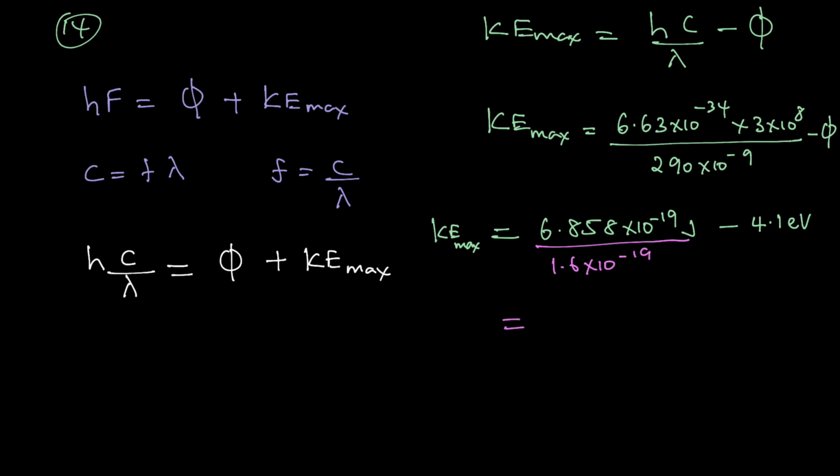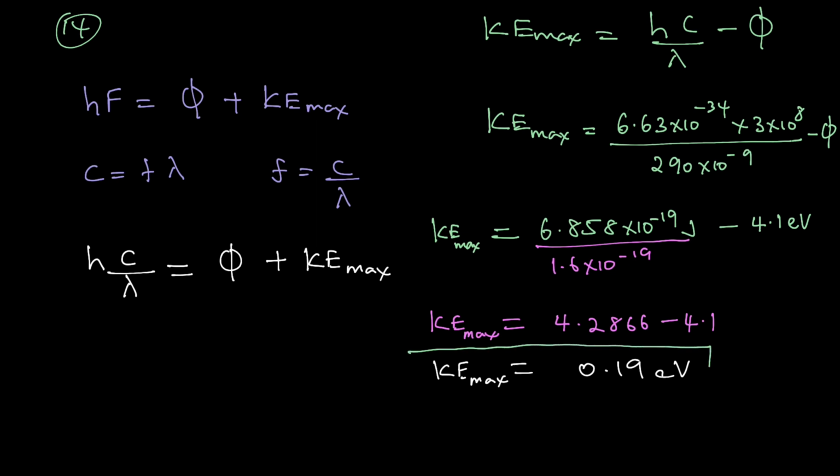So that gives me 4.2866 minus 4.1 electron volts. And when I take away, I should get 0.19 electron volts for the kinetic energy max. And so the answer to that will be A.